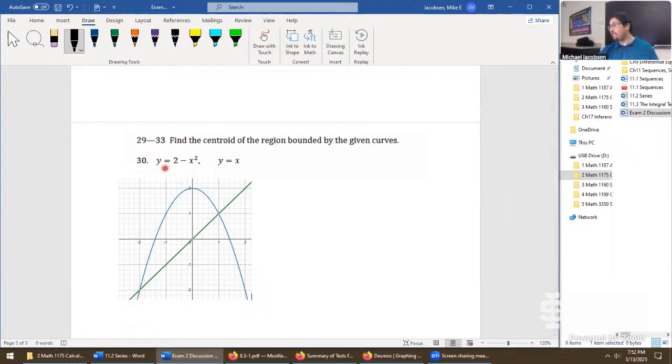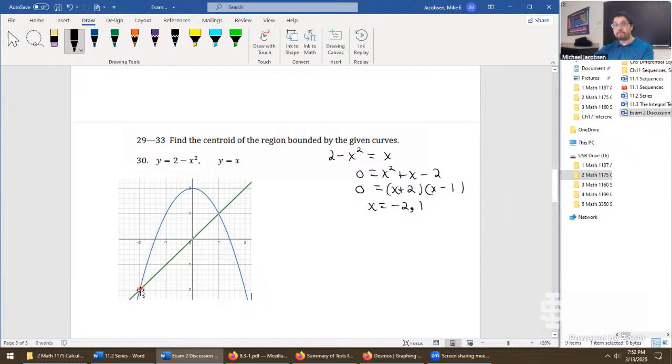So if you really want to verify that, just take 2 minus x squared, set it equal to x. Let's solve this polynomial equation, move all terms to the right-hand side. 0 equals x squared plus x minus 2. Factor that thing: x plus 2, x minus 1. And then it solves as x equals -2, +1. So that's the -2 we see right here, and the +1 we see intersecting way up here.